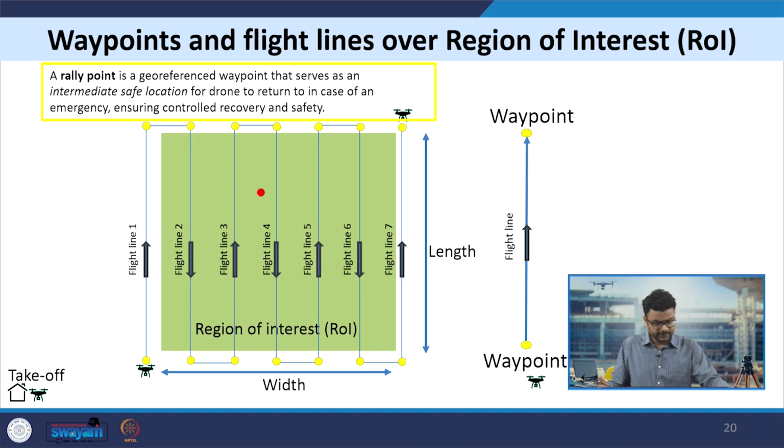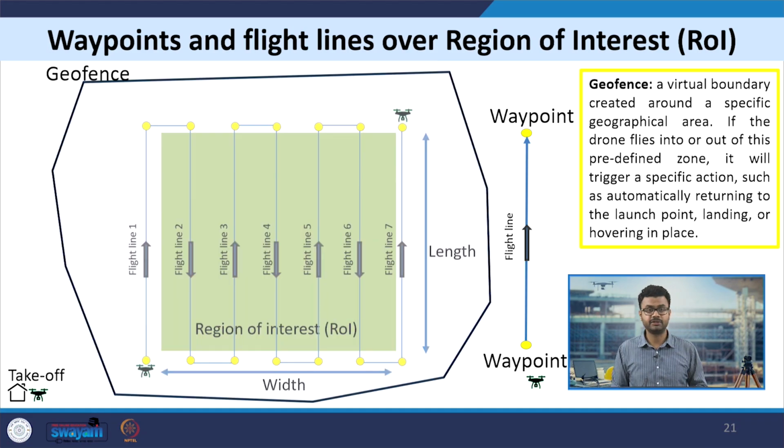Then after this, we also have a rally point. So let's say your drone, while it is flying over the flight lines, loses GNSS connection, or maybe it goes into some unexpected area. Then to prevent that from happening, a rally point is set, which is a georeferenced waypoint that serves as an intermediate safe location for the drone to return to in case of some emergency, ensuring controlled recovery and safety. So it is always a good idea to define rally points.